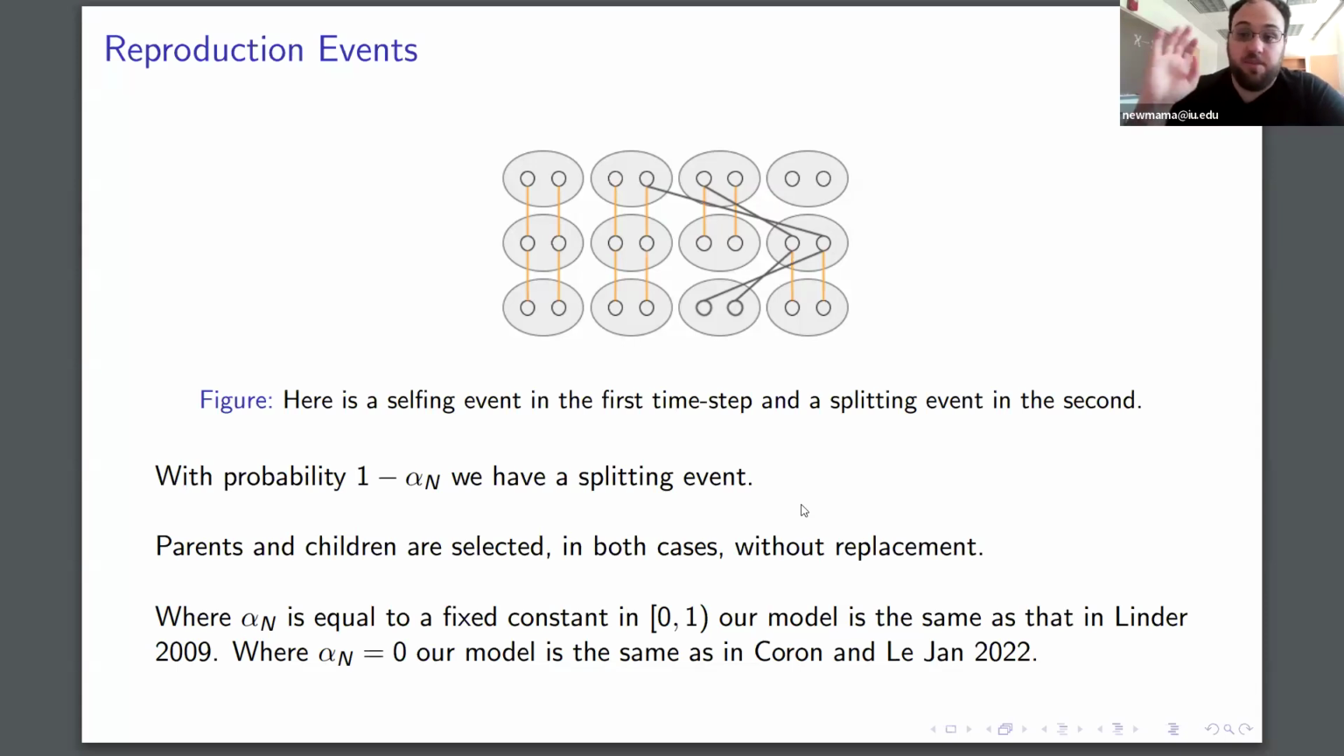So this model has appeared in the literature before. In the case where alpha n is a fixed constant, strictly less than 1, it appeared in the paper of Linder, and where it's 0, it appeared in the paper of Cron-Lejeune. And the chromosomes follow Mendelian randomness.